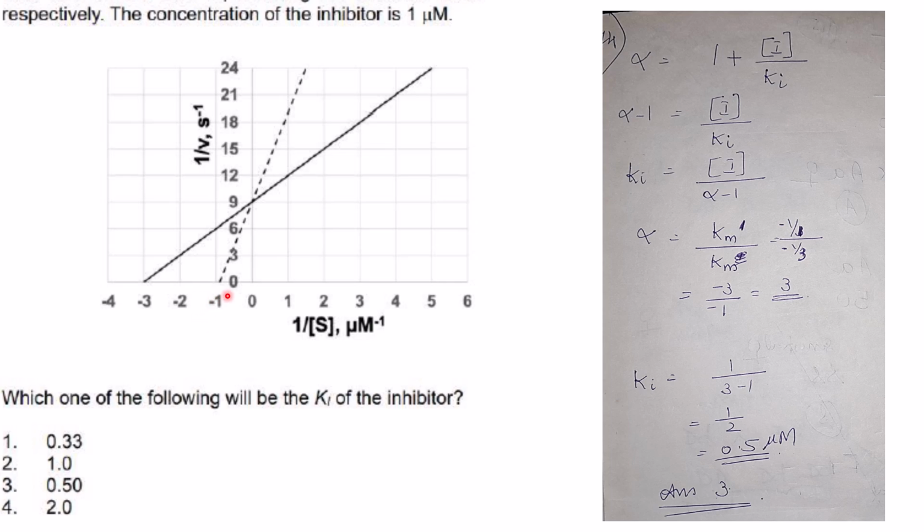Now this value is 1 by Km. These are 1 by Km values from the graph. They are not just -3 and -1, they are 1 by Km. So for the inhibitor it is Km dash, and for without inhibitor it is your Km. So here it will be -1 by -1 and here it will be -1 by 3. So that will give you the value of alpha, that is -3 by 1, that is 3. Then Ki is concentration of I by alpha minus 1. So that will be 0.5 micromolar. So your answer here is option 3.